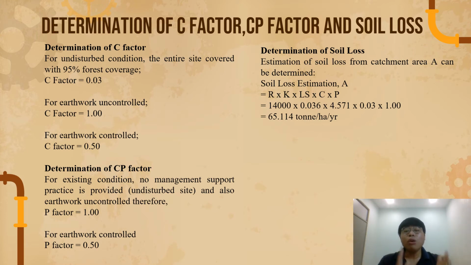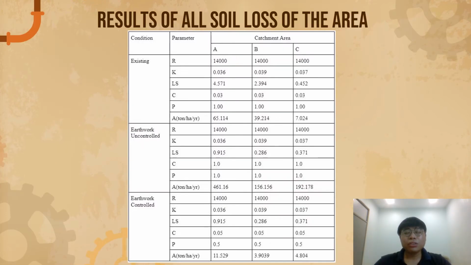So we substitute all the values inside to get the soil loss. The estimation of soil loss from catchment area A is determined as 65.114 tons per hectare per year. This is the analysis, the results of all the soil loss of the area by the formula just now. For all the existing, earthwork uncontrolled and earthwork controlled, we get all the soil loss at the end.